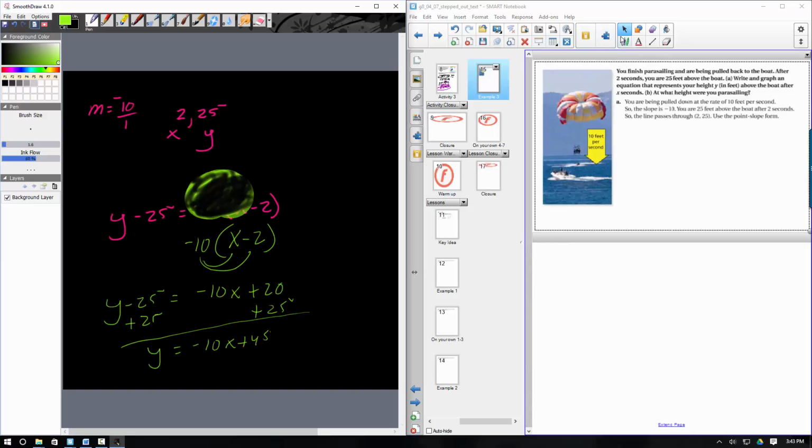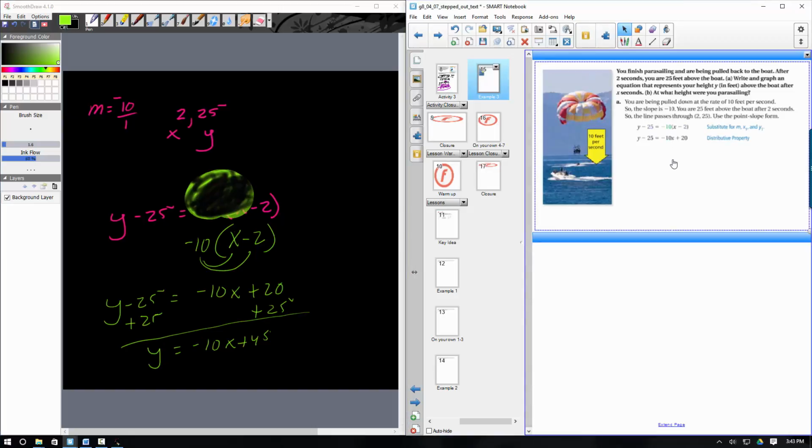So let's go through here and check out what it says. So there it is. And this is what the graph will look like. When it starts, I'll be 45 feet above, because if you plug in a 0 into this, at 0 seconds, you're 45 feet up in the air. And that's really what this whole lesson is all about, this point slope formula.